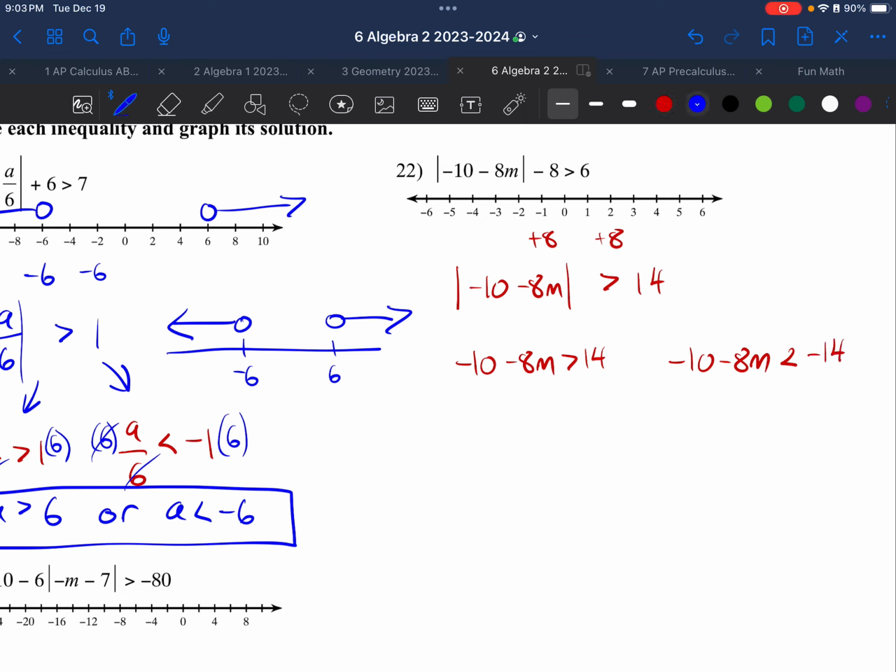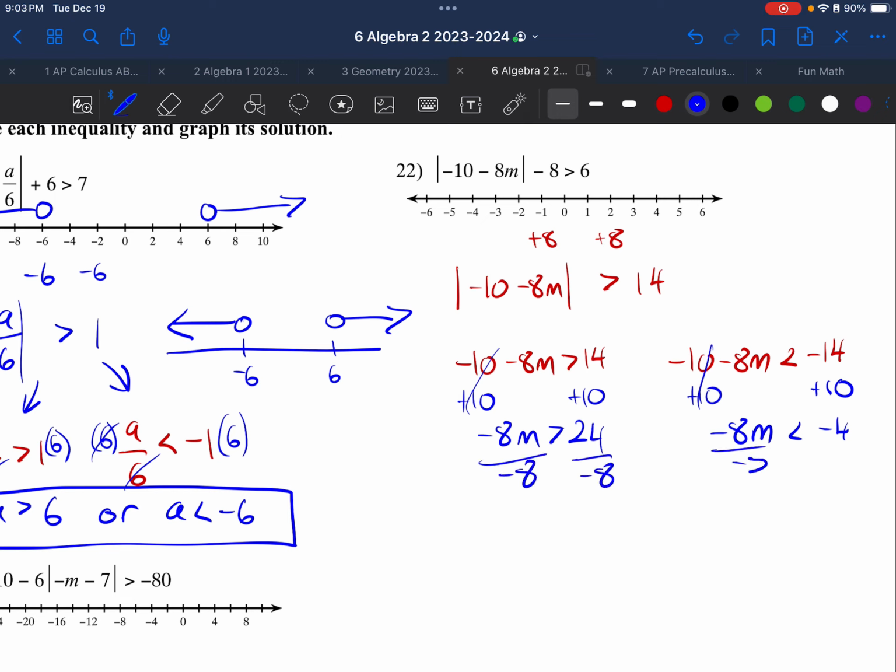We're going to solve each of these the exact same way. Add 10 to each, and those are going to go away. Negative 8m is now greater than 24. Over here, we'll have something different, and negative 8m is less than negative 4. And then finally, divide by negative 8, and those are gone. Okay, be careful. Anytime you multiply or divide by negative, these signs switch. This is now m less than negative 3. The sign also switches here. This is m now greater than 1/2.